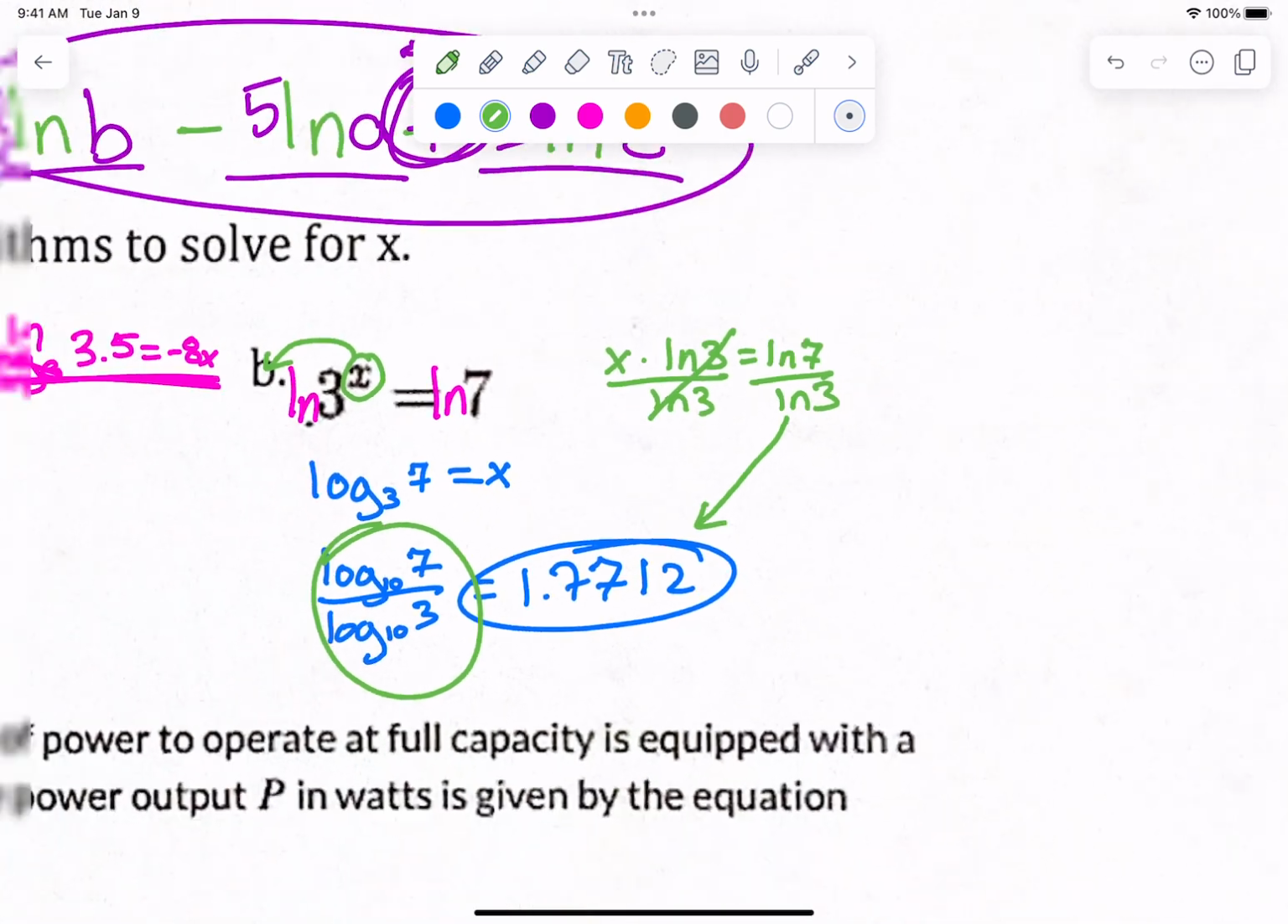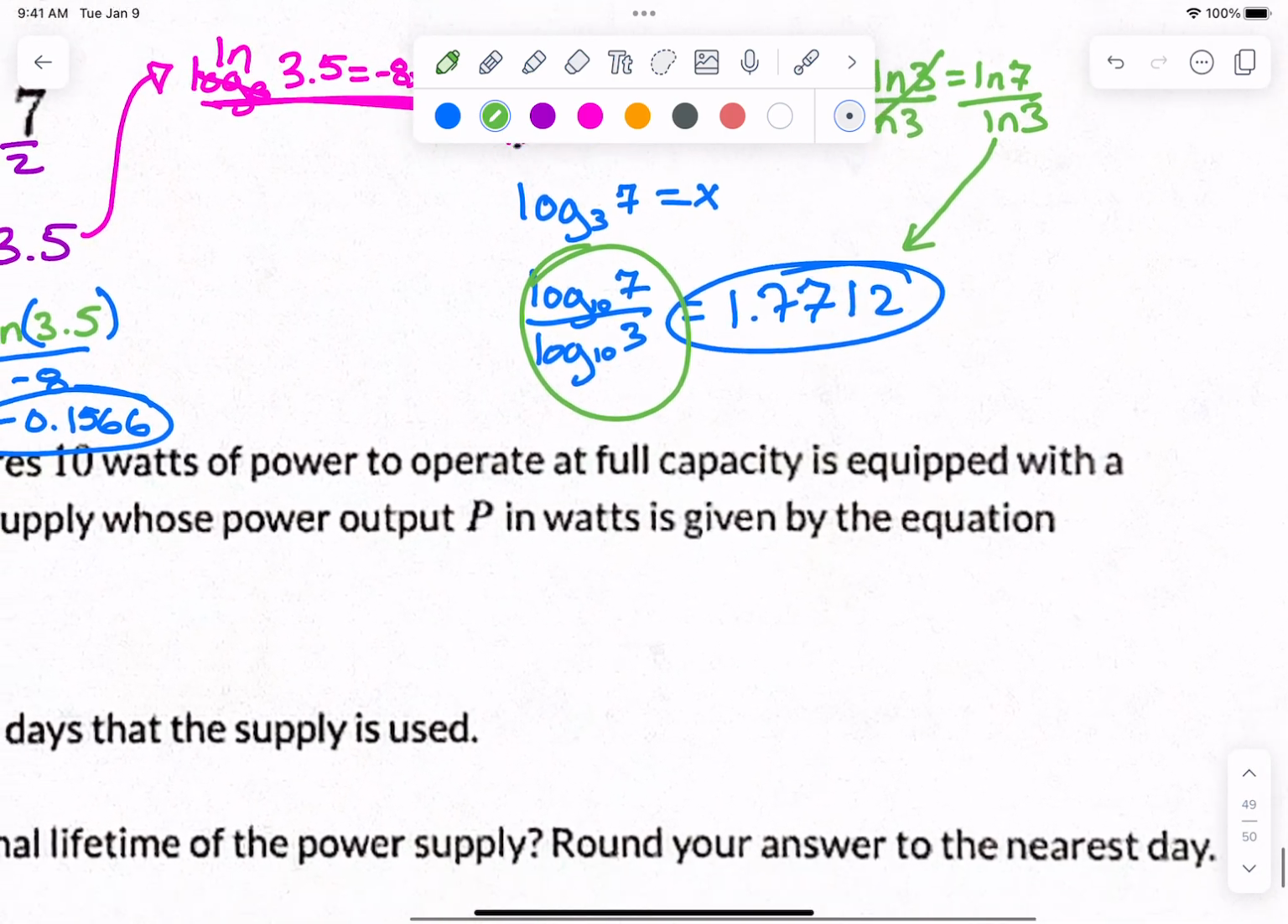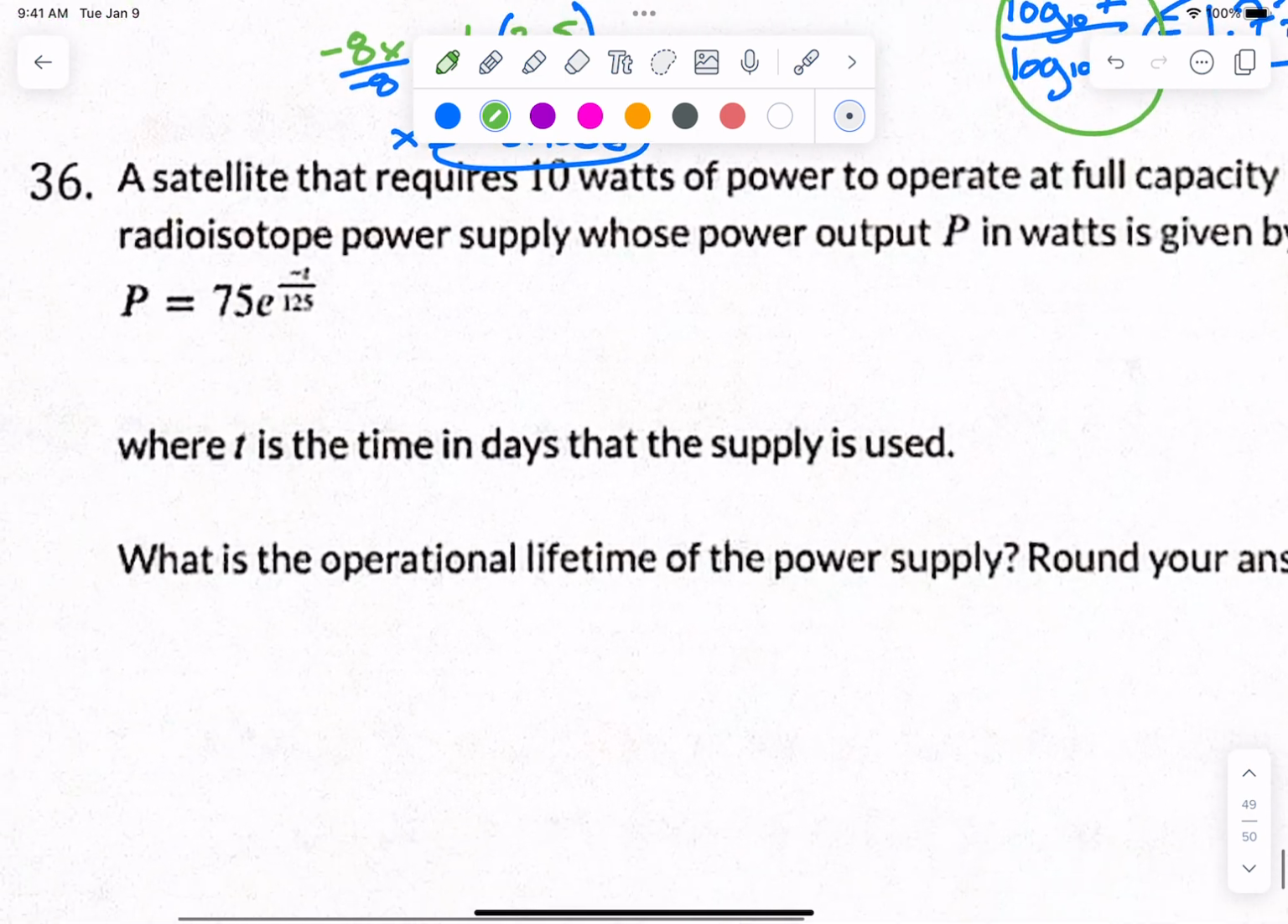I thought about adding the ln, but I didn't know how to get to that. Yep. You can always ln both sides. As long as you do it to both sides, it's legal.